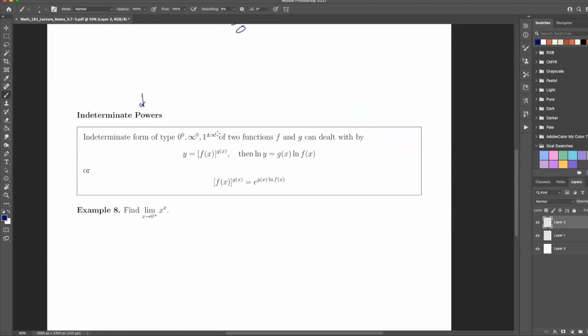All right, and then here we have powers. So if I have 0 to the 0 power or infinity to the 0 power, I think, oh, I don't know, I don't really know how to deal with this.